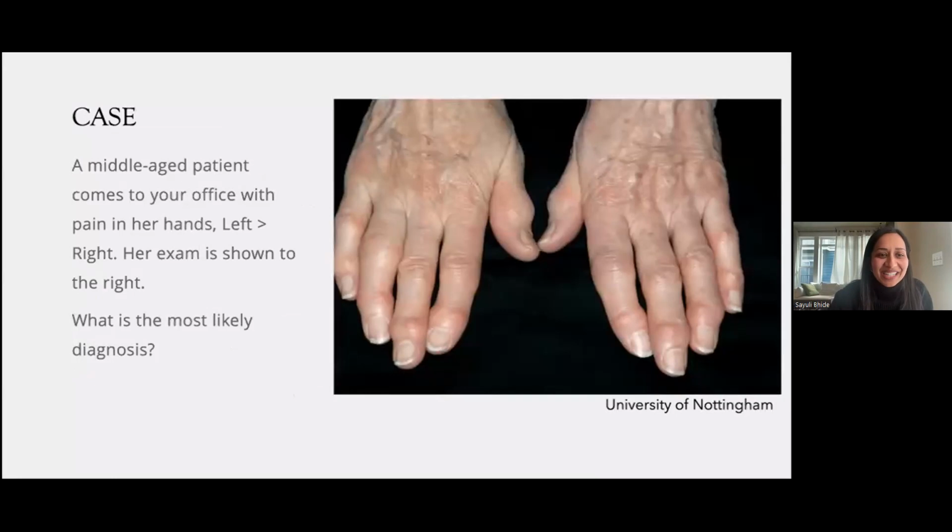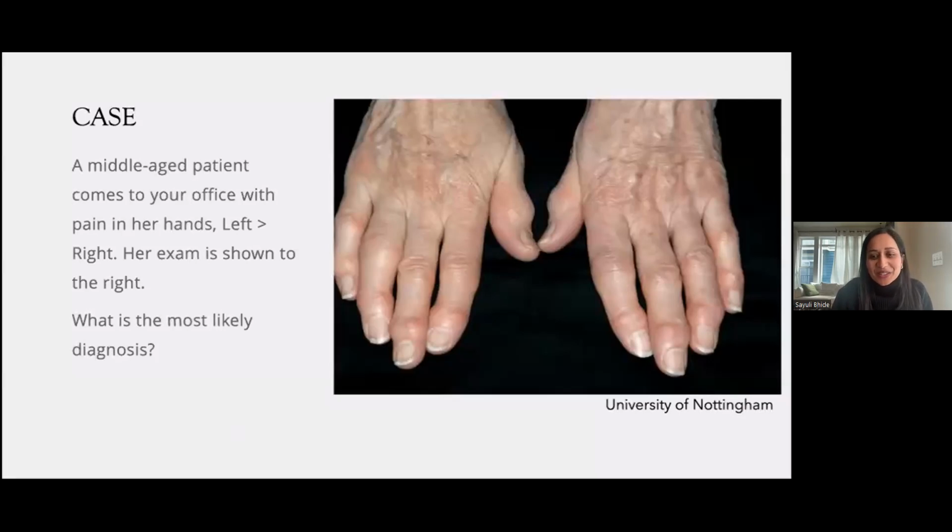All right, so we've got a middle-aged patient coming into your office with pain in her hands, left greater than right. Her exam is shown to the right. What is the most likely diagnosis? And this isn't a poll, so just feel free to shout it out or write it in the chat. Anyone brave enough? I didn't give you a lot of information. Okay, I've got some RA, bad DIPs, yeah, bad DIPs. RA, OA, OA, question mark?